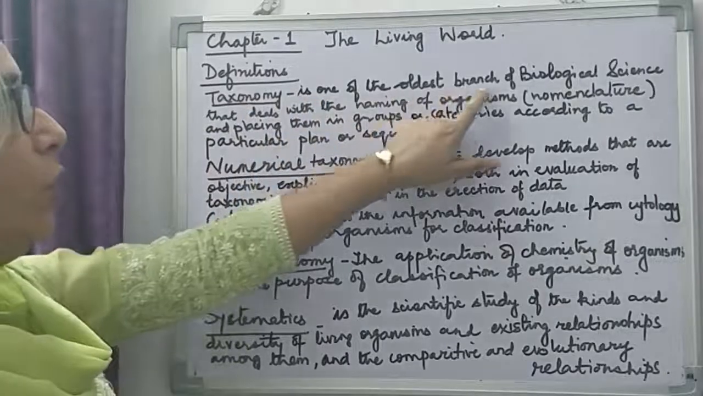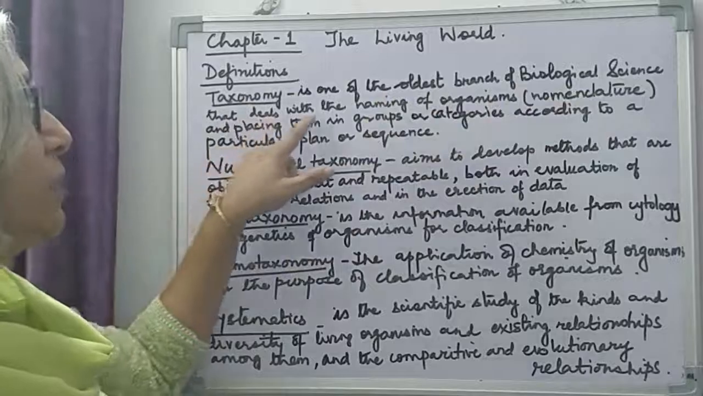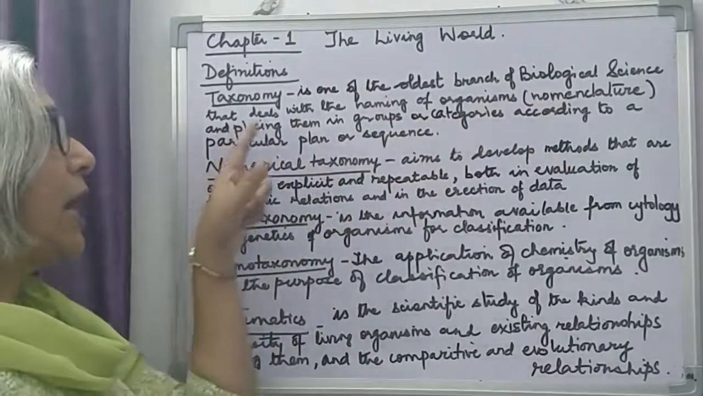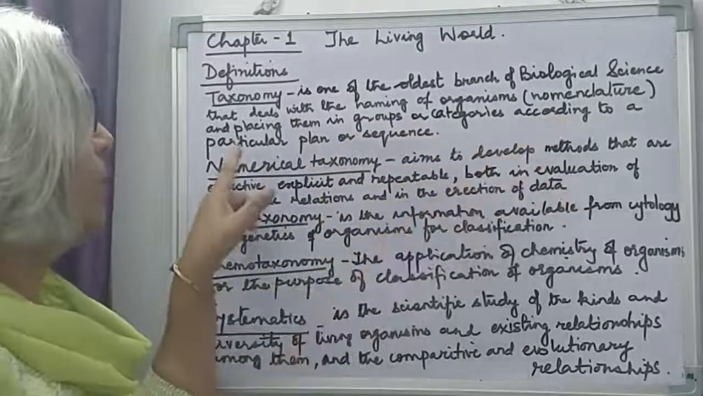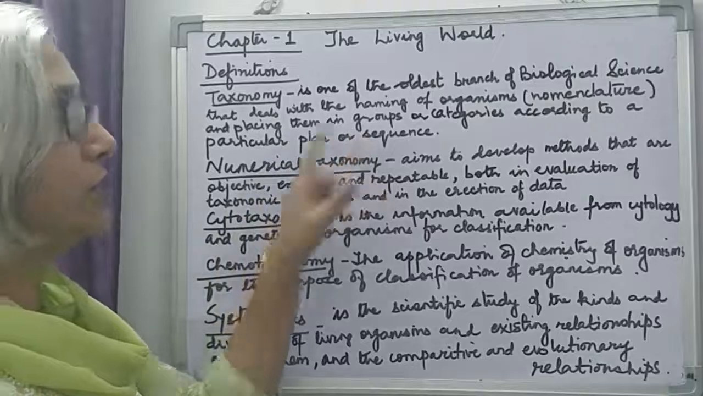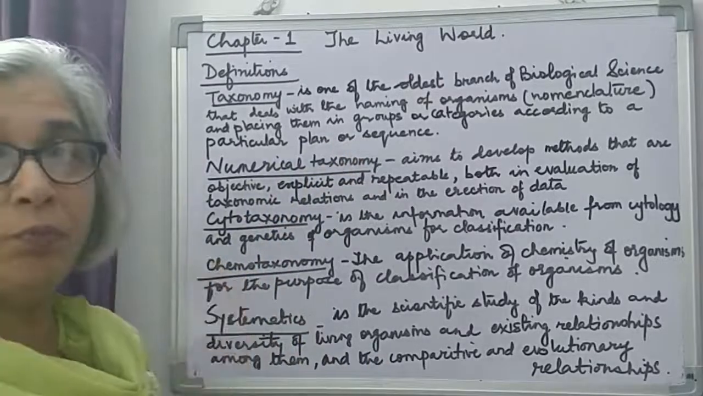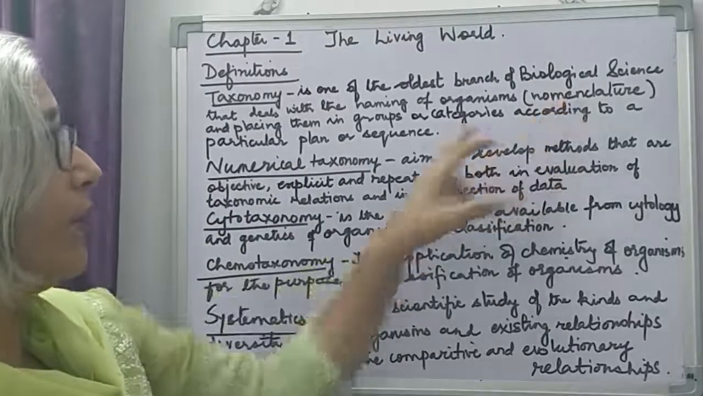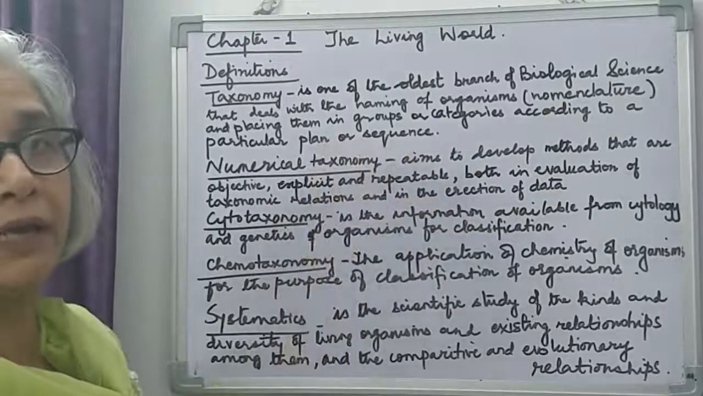Taxonomy is one of the oldest branches of biological sciences that deals with the naming of organisms, that is nomenclature, and placing them in groups or categories according to a particular plan or sequence, which means that organisms have been grouped in categories, names have been given to them, and this grouping is based on a particular plan.